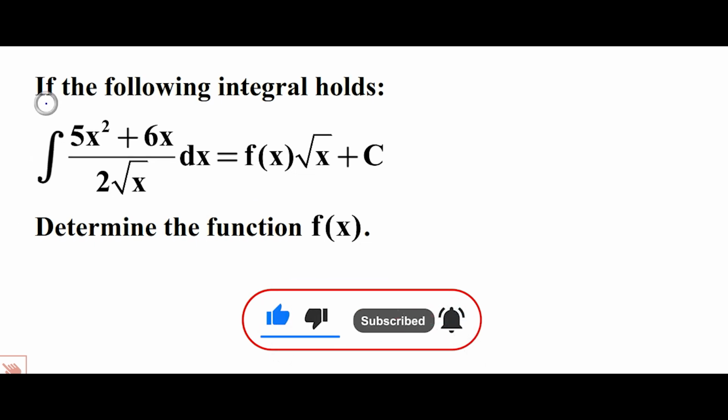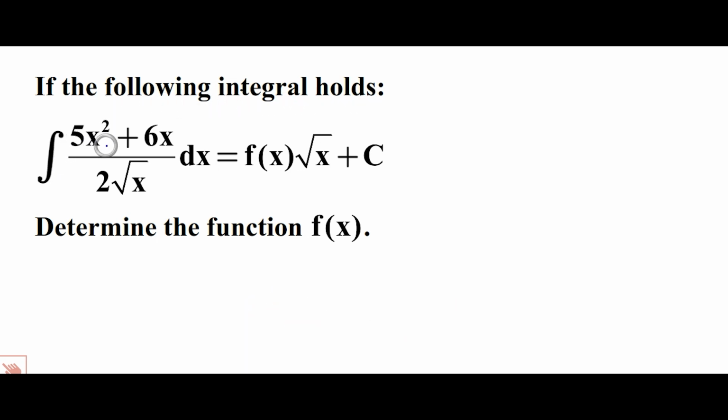Let's go. Number 1. If the following integral holds, the integral of (5x squared plus 6x) over 2 times the square root of x dx equals f of x times the square root of x plus c, determine the function f of x. To make the integration easier, we first split the fraction and convert the radical into a fractional power, meaning the square root of x equals x to the power of 1/2.